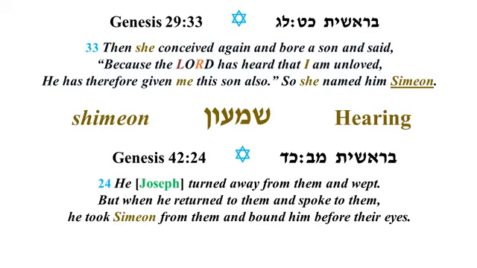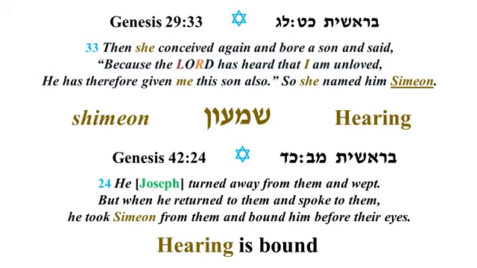Okay, she named him Simeon, which means hearing, right? Look at Genesis 42. This is when the brothers came to Egypt to get food. And they don't recognize Joseph, but Joseph recognizes them, and he starts playing with them a bit, okay? And he says in Genesis 42:24, he, Joseph, turned away from them and wept. And when he returned to them and spoke to them, he took Simeon from them and bound him before their eyes. So Simeon, hearing, gets bound and put in a little prison here for a while, okay?